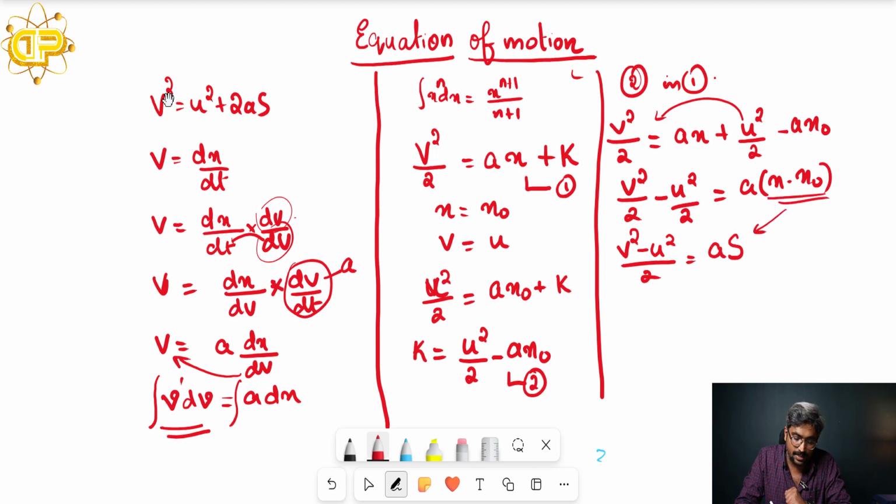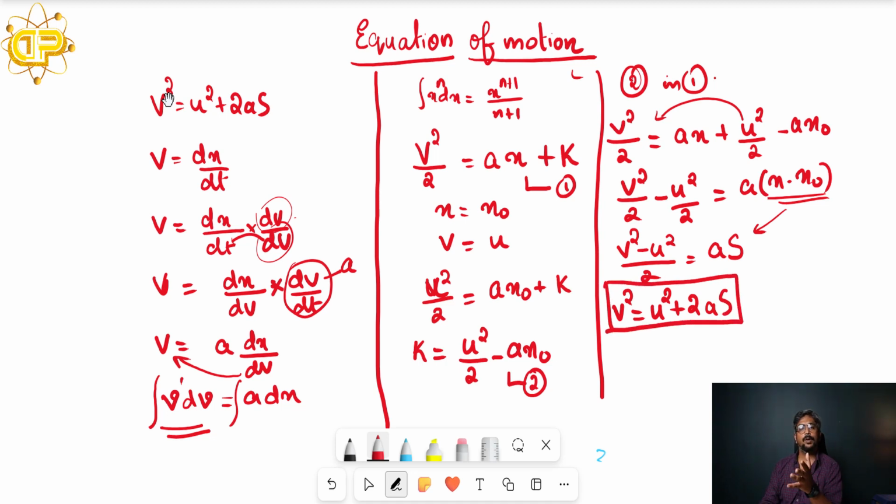From there you will get v square is equal to u square plus 2as. Here comes your third equation of motion, v square is equal to u square plus 2as. So this is a simple thing. Don't think that you just get the value of this k, substitute the value and get the answer. As simple as that. There is no big deal in finding these equations using the integration method. Integration method is very simple.